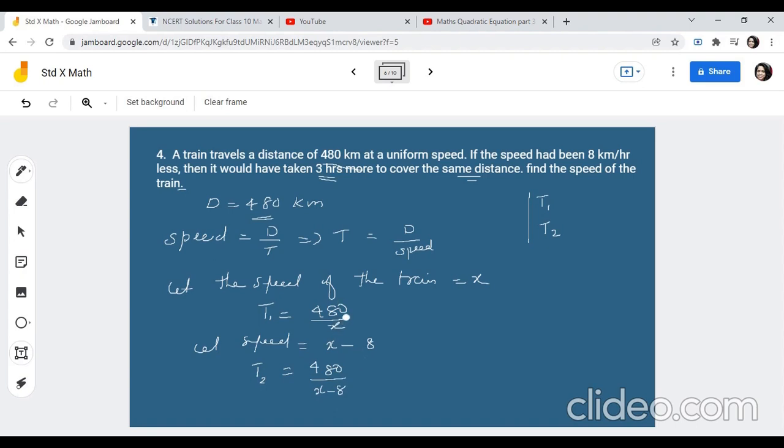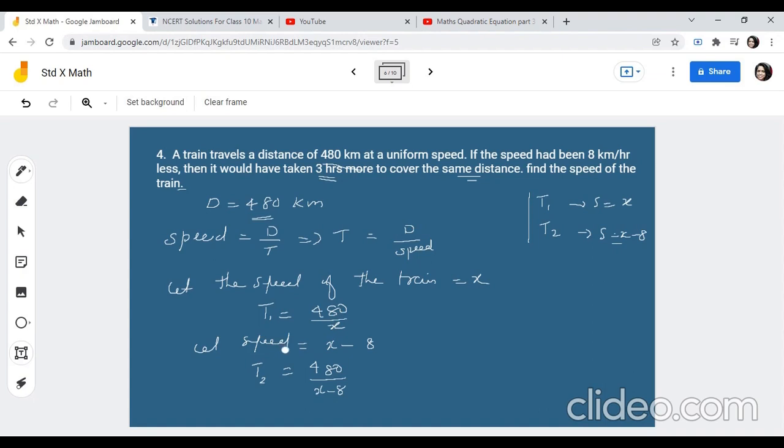So you must understand this portion. Time is equal to distance by speed. Whatever the speed, the distance is 480. This is the distance to be covered. There is no change in that. So time is equal to distance by speed. First, let us assume that the speed is equal to x, and the second time, the speed is a little less, say x minus 8.